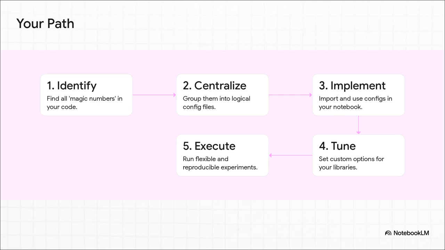It's 5 simple steps. First, identify all those magic numbers hiding in your code. Hunt them down. Second, centralize them. Put them all together in a config file. Third, implement it. Actually import that config and use the variables. Fourth, tune your libraries. Set those pandas and matplotlib options to make your life easier. And finally, step 5, execute. Run your experiments knowing they're now flexible, scalable, and, the most important word of all, reproducible.